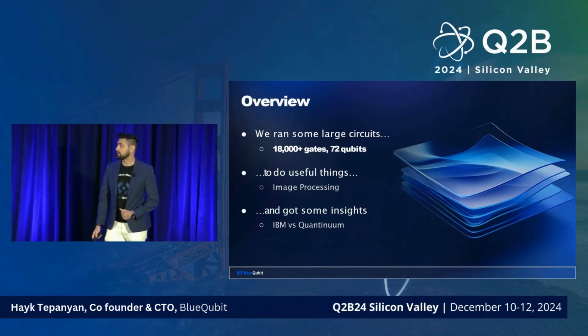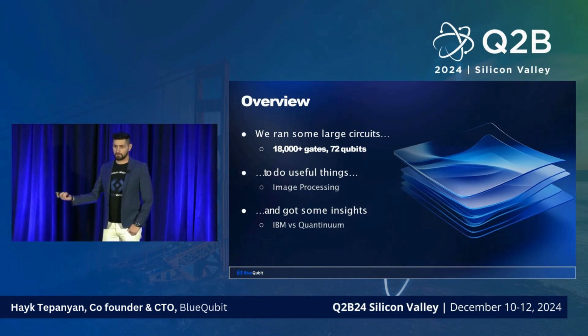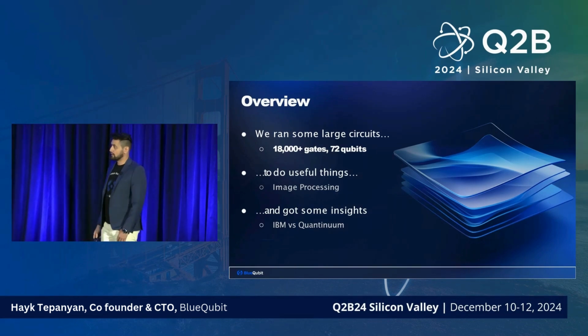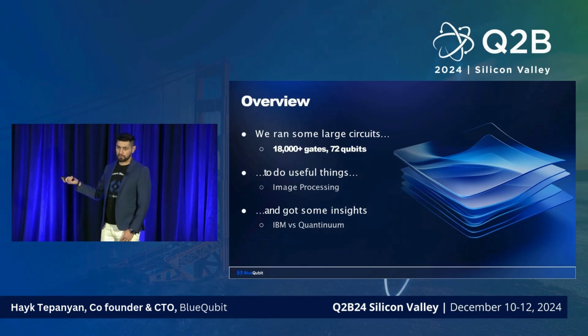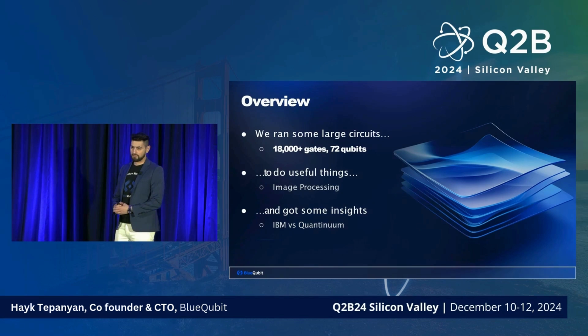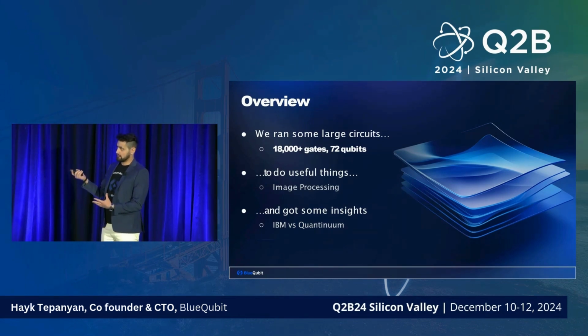Hey everyone. Today I'll be talking about a pretty simple story: how we run some large circuits at BlueQubit to do some useful things. And I'll be sharing the insights and findings that we had from these experiments. And when I say large circuits, I mean we had quantum circuits with thousands of gates, with the largest circuits getting to 18,000 gates on 72 qubits.